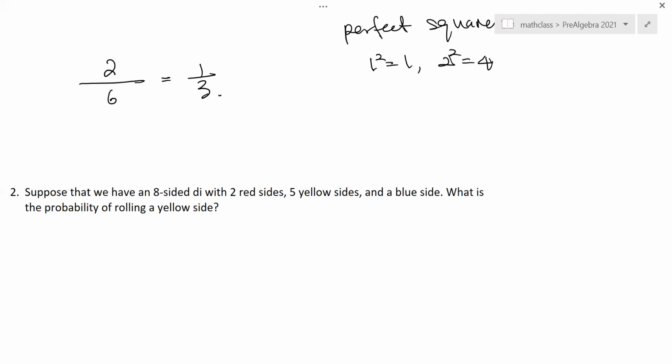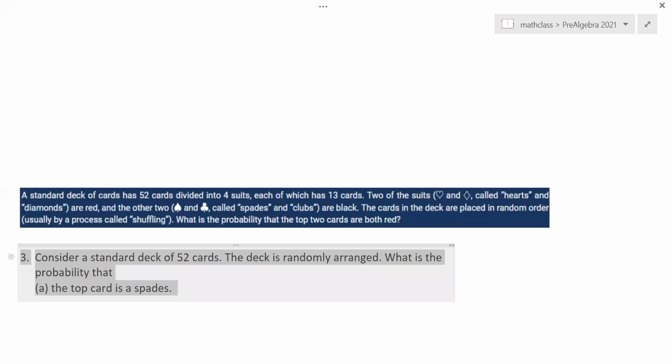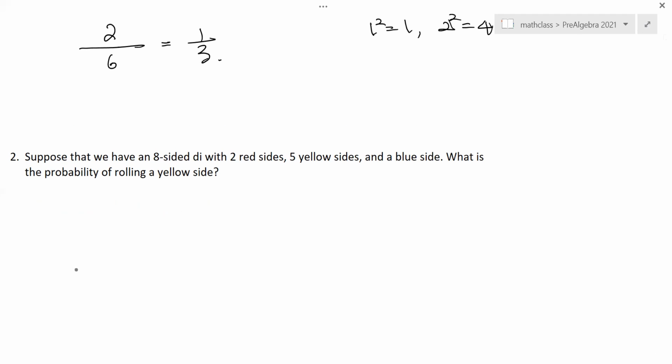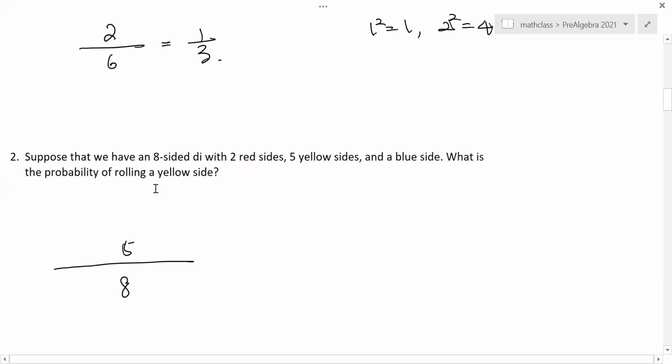Rolling the yellow side. All right. So first of all, the denominator, the number of all possible outcomes, will be 8. But you only have 5 yellow sides, so clearly you have 5 possible. The number of successful outcomes will be 5, because you expect to get yellow sides.